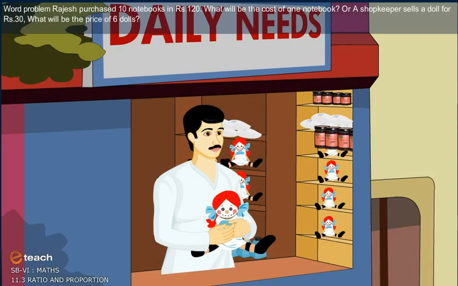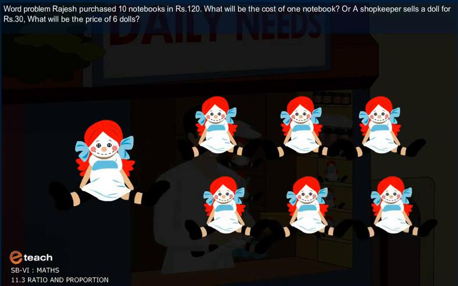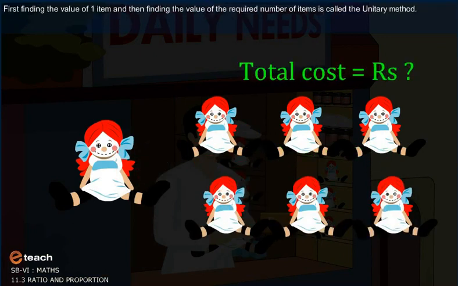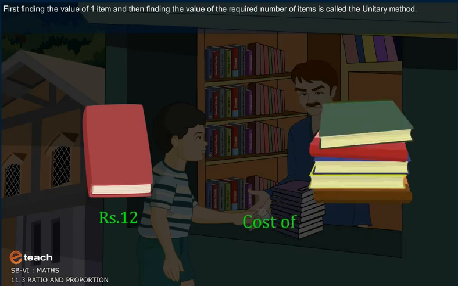Or a shopkeeper sells a doll for rupees 30. What will be the price of 6 dolls? First, finding the value of one item and then finding the value of the required number of items is called a unitary method.